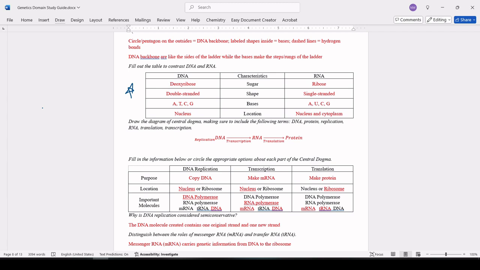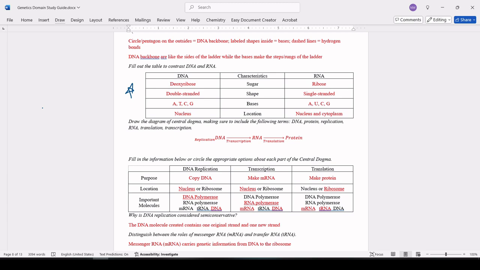The molecules of DNA and RNA work together to form what we call the central dogma. And this is how the information flows from the information in DNA to make proteins. So this is the kind of the result of protein synthesis. Everything starts with DNA. DNA can copy itself, which is called DNA replication, which takes place in the nucleus.